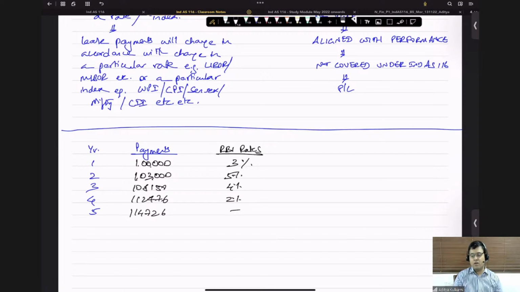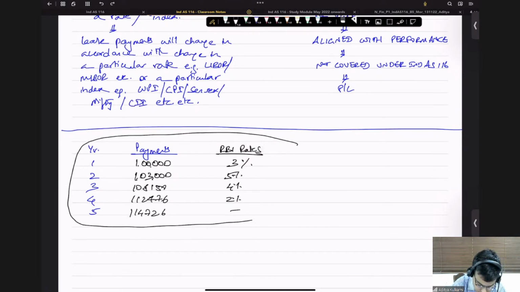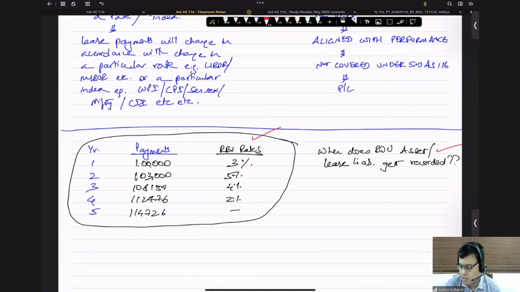Can anybody tell me what is the problem with variable lease payments? What is the problem with this? I can tell you how to think. When does the ROU asset or lease liability get recorded? Think on these lines, and you will be able to find a problem here. Come on, think quickly.